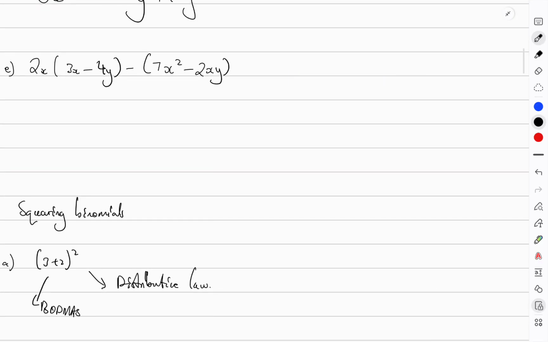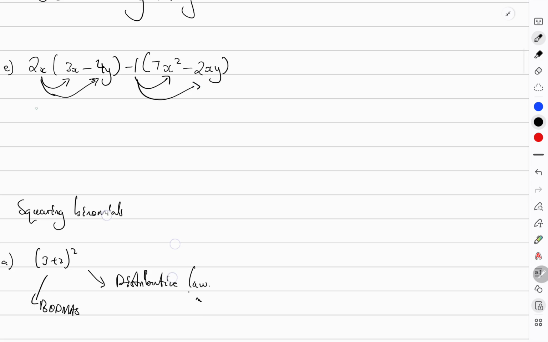Let us look at letter E. With letter E, I'm going to use the distributive law as well. But then remember, this is a monomial multiplying a binomial, meaning the 2x will multiply the 3x, the very same 2x will multiply the negative 4y. But then remember here there's a coefficient of 1. It means the negative 1 will multiply the 7x squared, the negative 1 will multiply the negative 2xy.